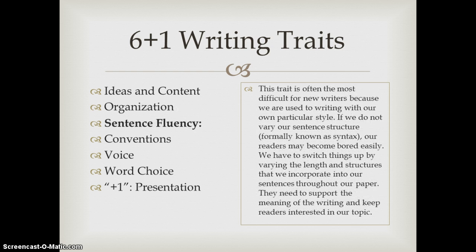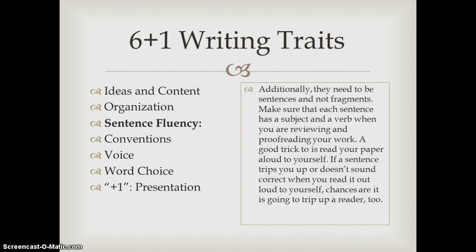This trait is often the most difficult for new writers because we are used to writing with our own particular style. If we do not vary our sentence structure, formerly known as syntax, our readers may become bored easily. We have to switch things up by varying the length and structures that we incorporate into our sentences throughout our paper. They need to support the meaning of the writing and keep readers interested in our topic. Additionally, they need to be sentences and not fragments. Make sure that each sentence has a subject and a verb when you are reviewing and proofreading your work.